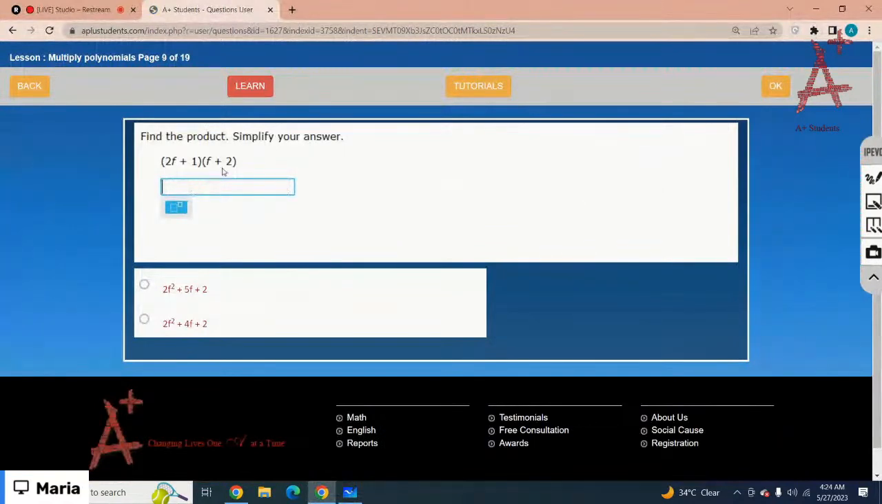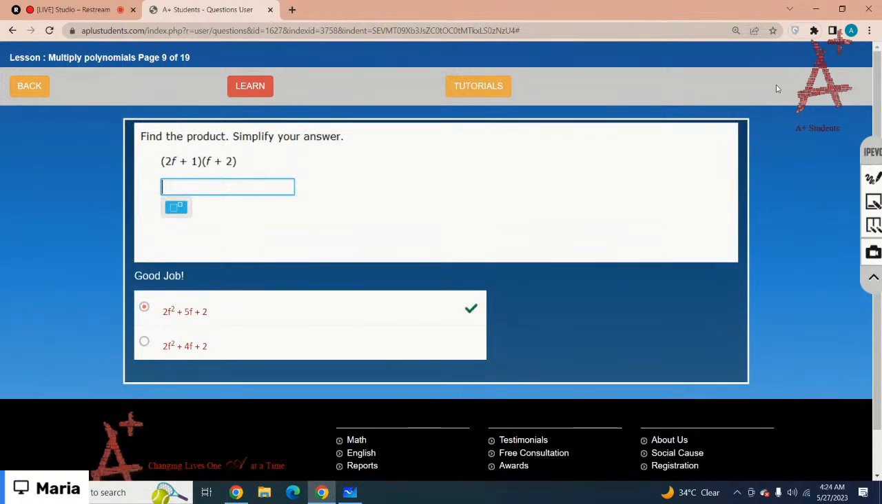Okay, 2f plus 1 plus f plus 2. So which is the correct option? It would be 2f square plus 5f plus 2. That is the correct option.